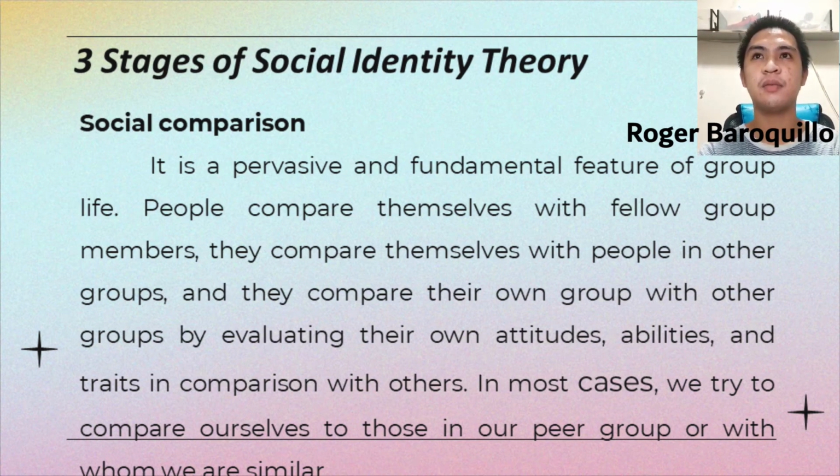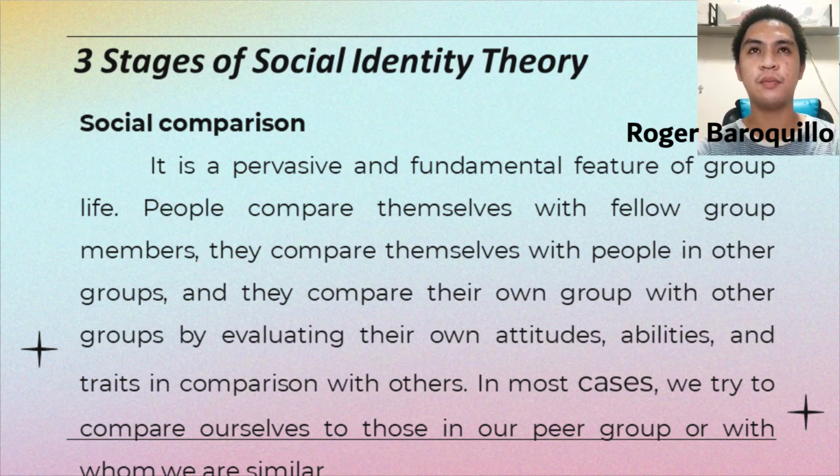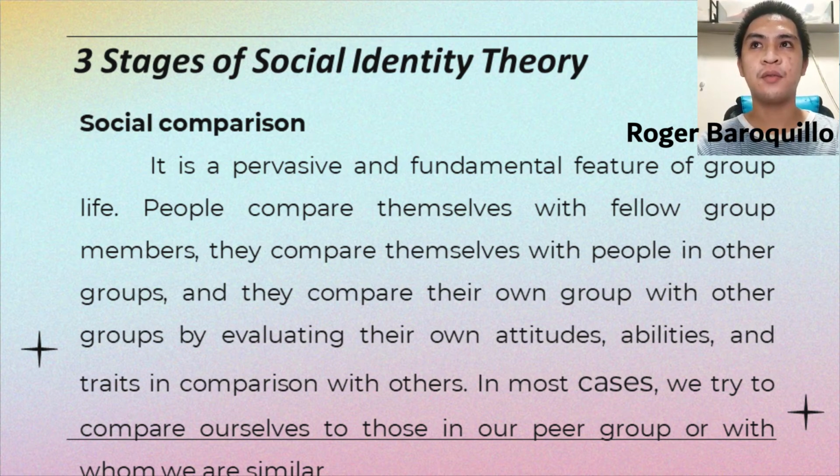Social comparison is a comprehensive and fundamental feature of group life. People compare themselves with fellow group members. They compare themselves with people in other groups, and they compare their own groups with other groups by evaluating their own attitudes and traits in comparison with others. In most cases, we try to compare ourselves to those in our peer group or with whom we have similarities. Social identity theory, in social psychology, is the study of the interplay between personal and social identities.